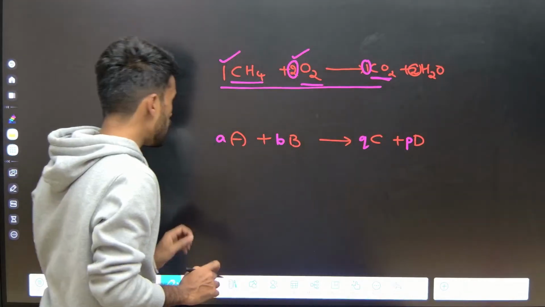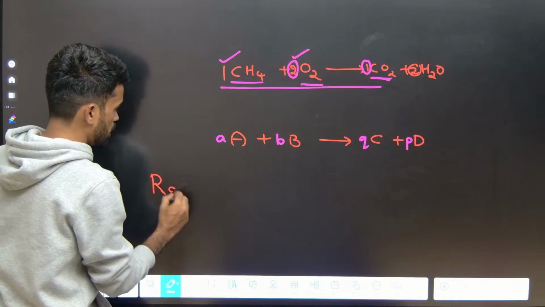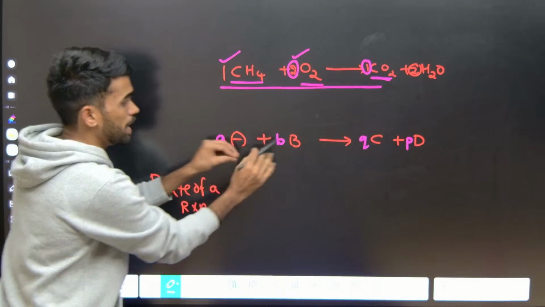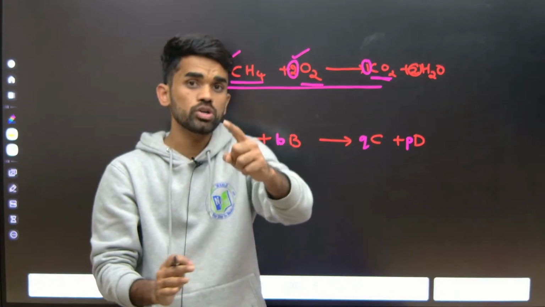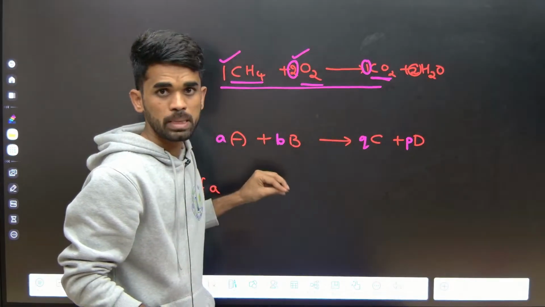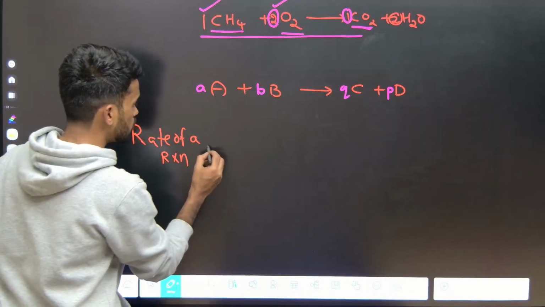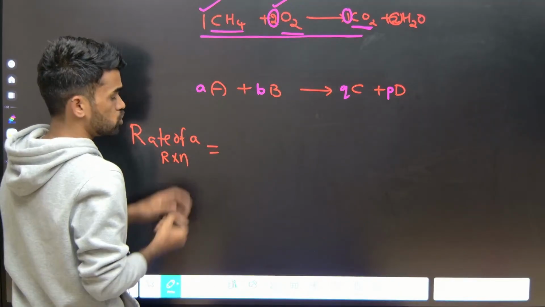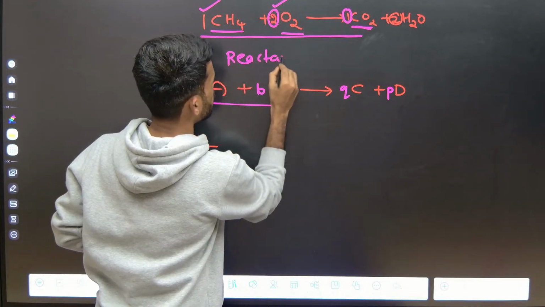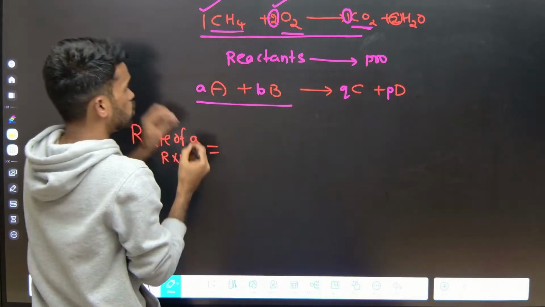Now the rate of a reaction, or the rate expression of this reaction, can be written. Just by explaining this, I am going to show you one question based on it that you can easily solve if you understood this. Okay, so look at this. During chemical reactions, what happens? Reactants convert into products.